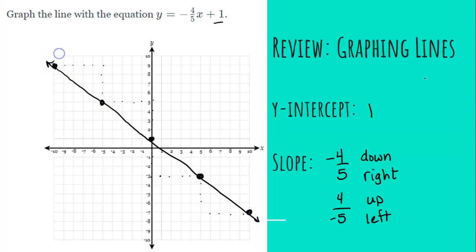What I cannot do is treat that as if it is -4/5, because that would be both down and to the left. And a negative divided by a negative actually becomes a positive. So watch what happens if I do it that way. I would go down 4, 1, 2, 3, 4, and to the left 1, 2, 3, 4, 5. And now that's actually creating a positive slope, which is not what I wanted there.